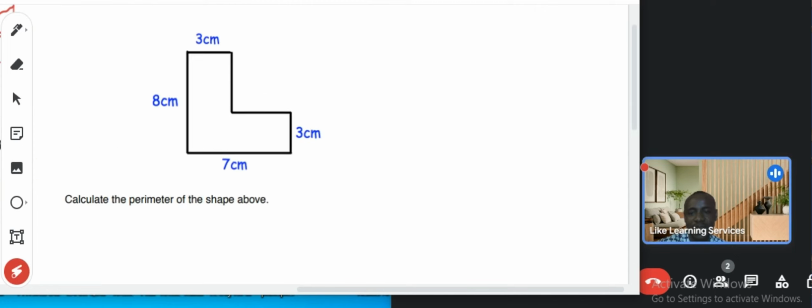Look at this one here. This one you need to be careful. What do they say we should do? Calculate the perimeter of the shape.